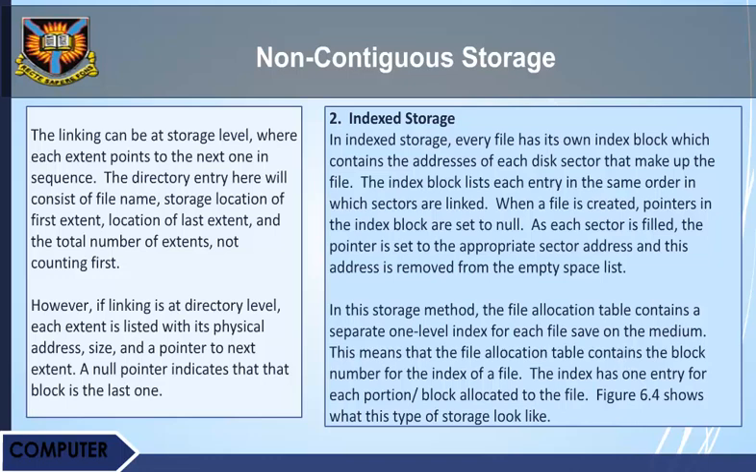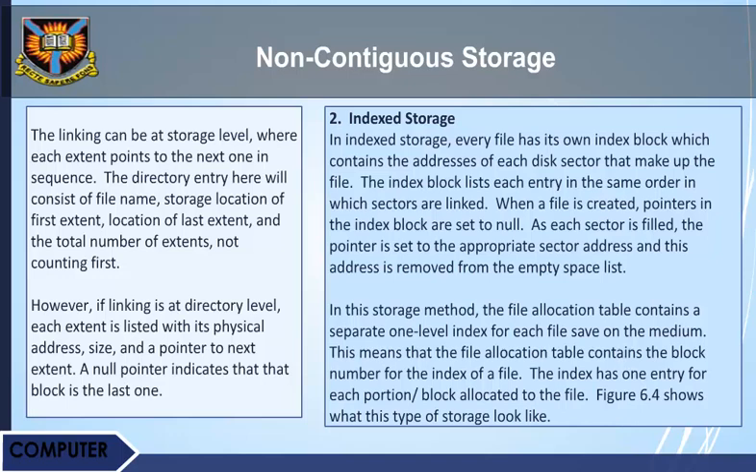2. Indexed storage. In indexed storage, every file has its own index block which contains the addresses of each disk sector that makes up the file. The index block lists each entry in the same order in which sectors are linked. When a file is created, pointers in the index block are set to null.